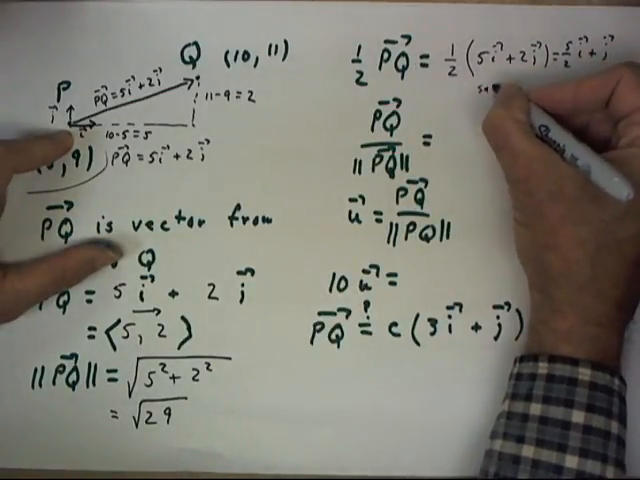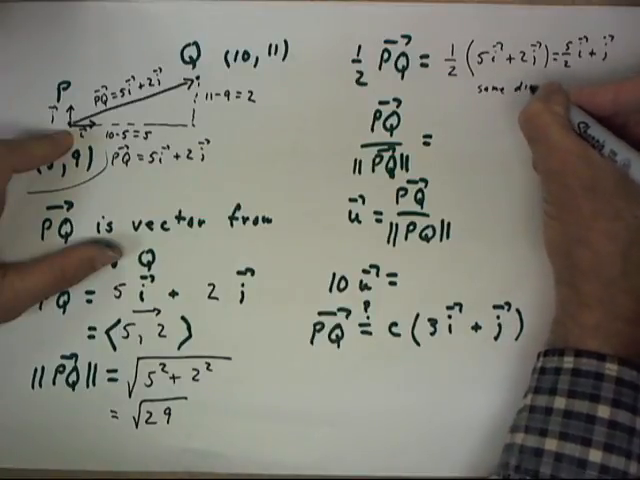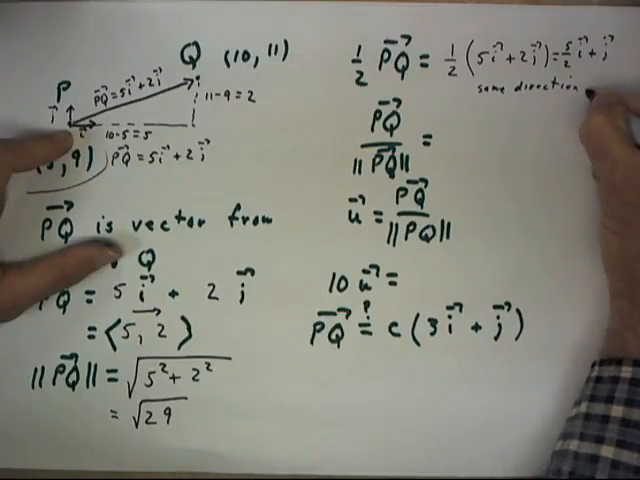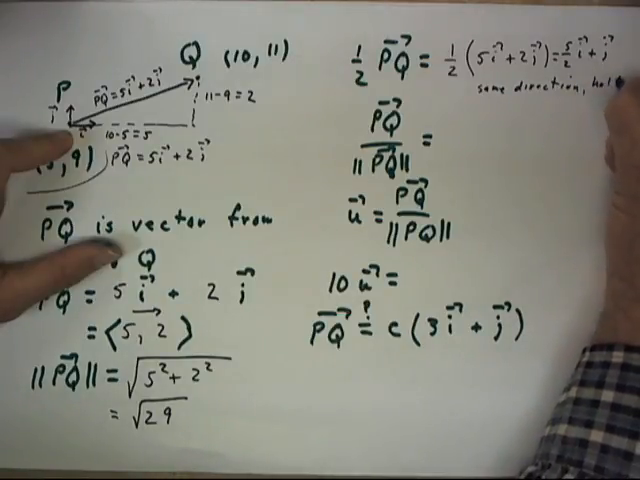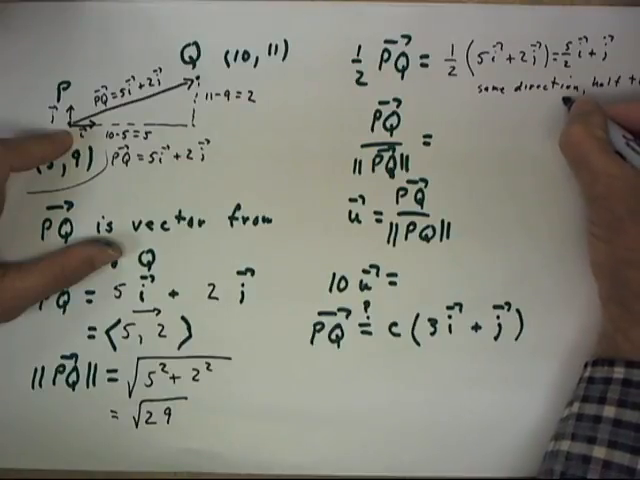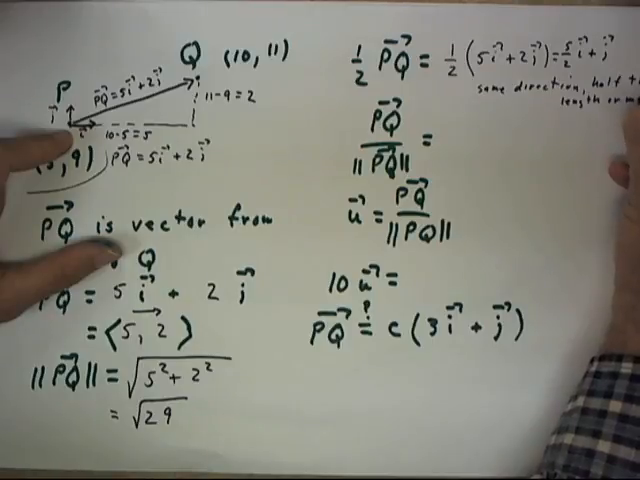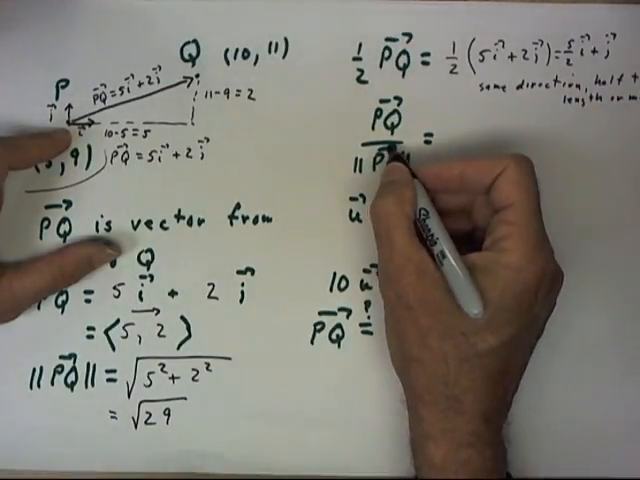in the same direction but with half the magnitude. We'll say half the length, or I'll abbreviate it MAG for magnitude.